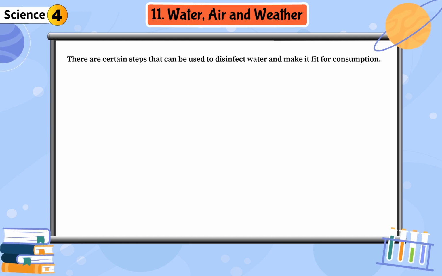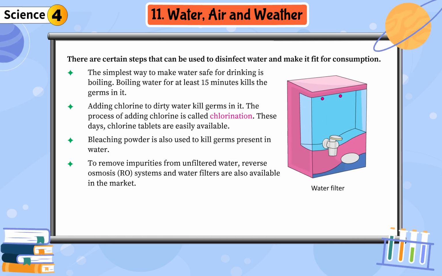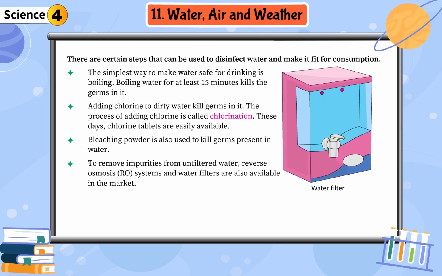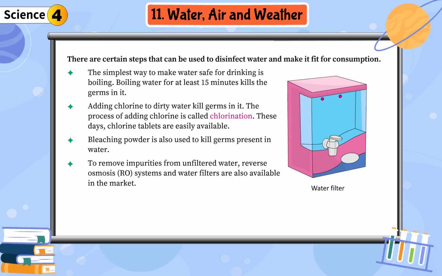There are certain steps that can be used to disinfect water and make it fit for consumption. The simplest way to make water safe for drinking is boiling. Boiling water for at least 15 minutes kills the germs in it. Adding chlorine to dirty water kills germs in it. The process of adding chlorine is called chlorination. These days, chlorine tablets are easily available. Bleaching powder is also used to kill germs present in water. To remove impurities from unfiltered water, reverse osmosis systems and water filters are also available in the market.